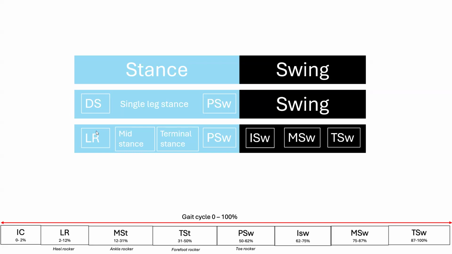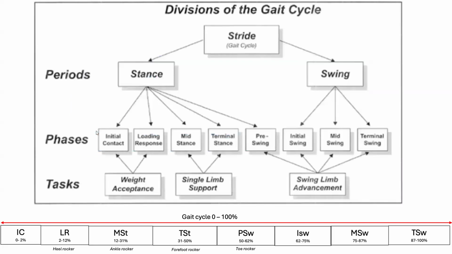As we know, there are different tasks which are assigned. Weight acceptance is the task in initial contact and loading response, and in mid stance and terminal stance, it is single limb support. And swing limb advancement is there in pre-swing, initial swing, mid swing, and terminal swing. So coming to the basic functions.